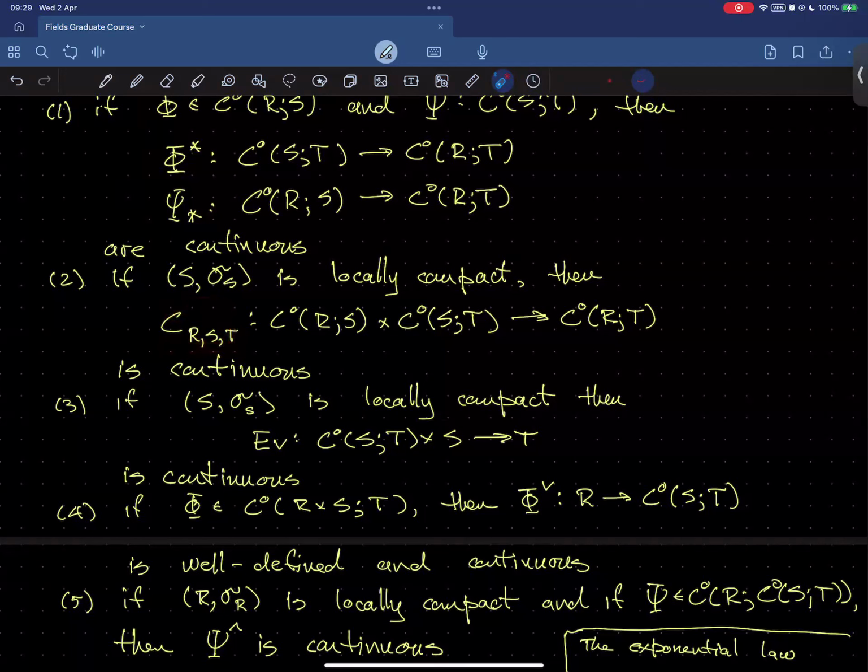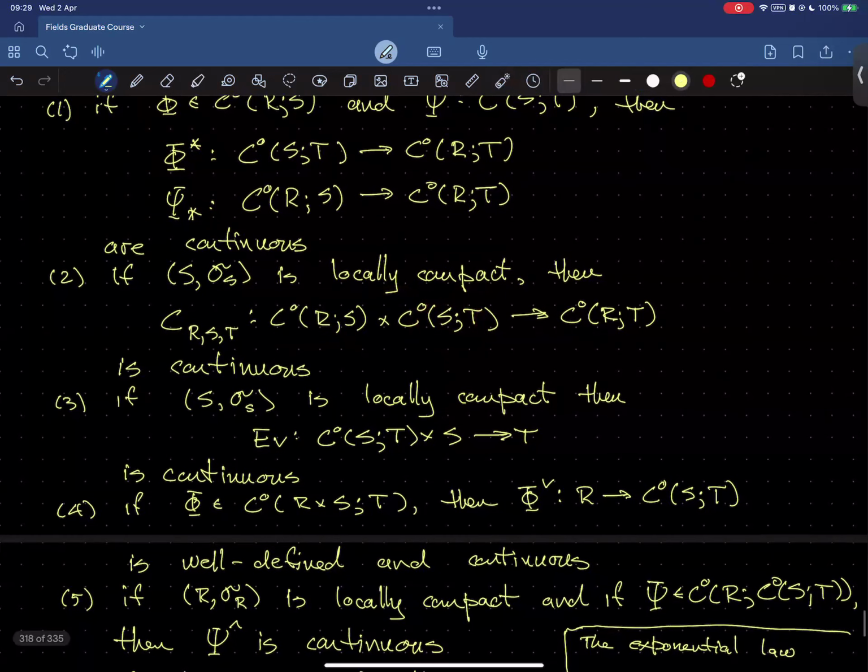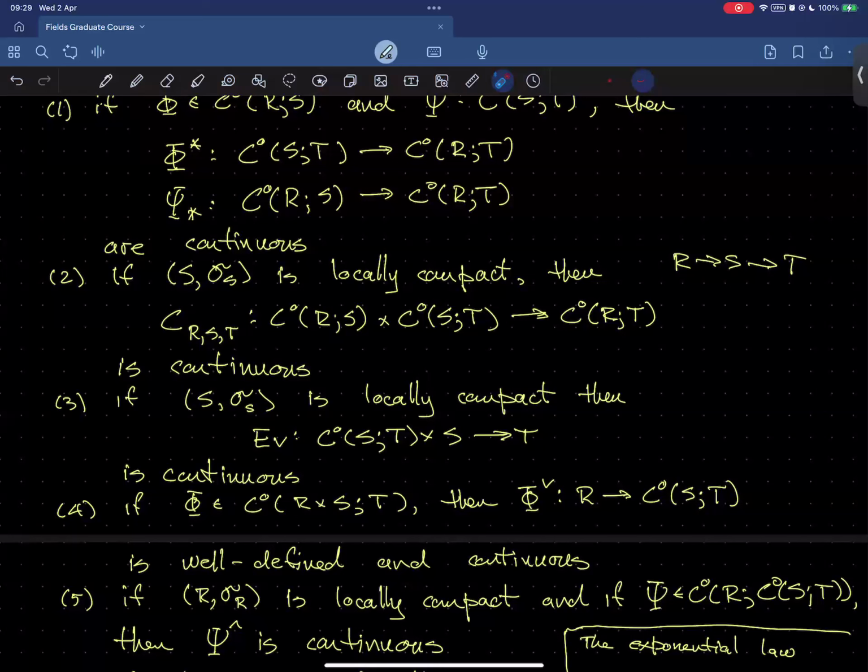This one takes a continuous mapping from R to S and a continuous mapping from S to T, and composes them. Is that one continuous? Well, not generally. It's continuous when the middle space, so here I have R, S, T, is locally compact. We require local compactness of S in order for this joint composition mapping to be continuous.